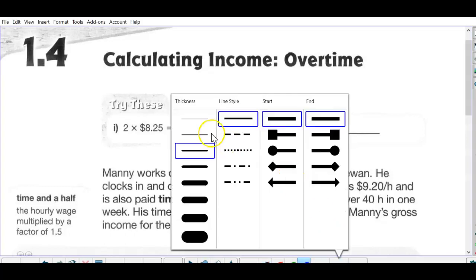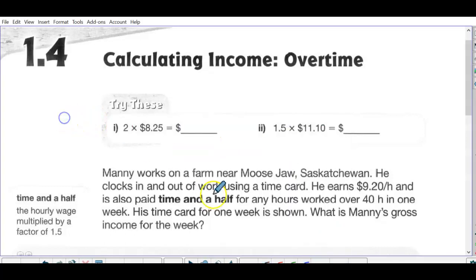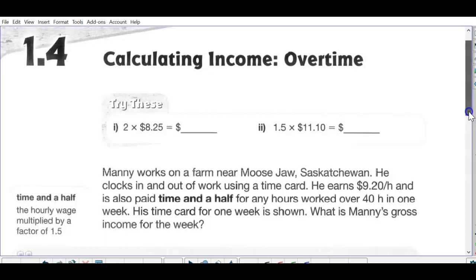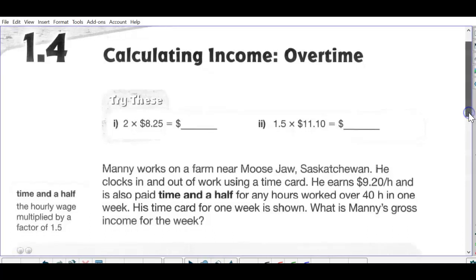Okay, we're working on chapter 1.4, calculating income, but looking at overtime. Often when you get paid by the hour, you will get paid overtime if you work certain hours. Sometimes it's statutory holidays, sometimes it's if you work more than 8 hours in a day, or more than 40 hours in a week. There are regulations for that that are set out by the government.